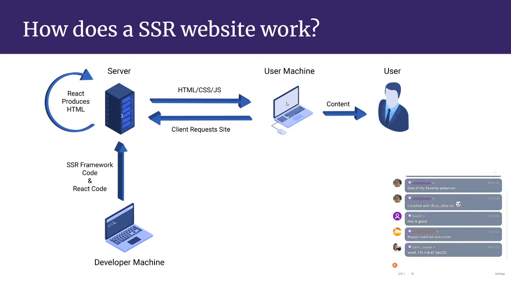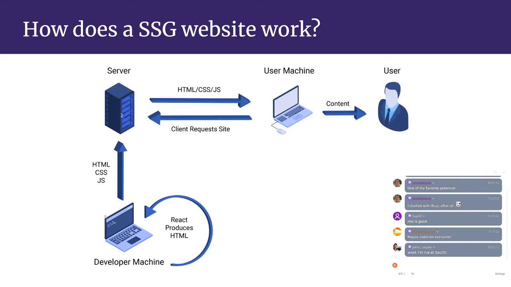So we were able to pass the buck from the user machine to the server. What happens if we pass the buck down to the developer? This is where static site generation comes into play. In this case, you have a build step. So if anyone has used Create React App, you'll notice that there are Babel configs, and every now and then you can add TypeScript or SCSS, something like that.